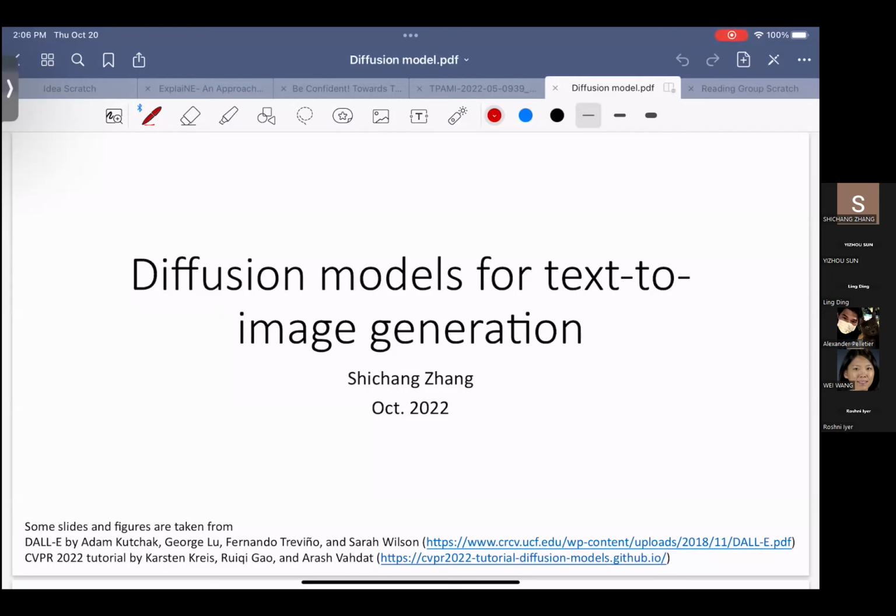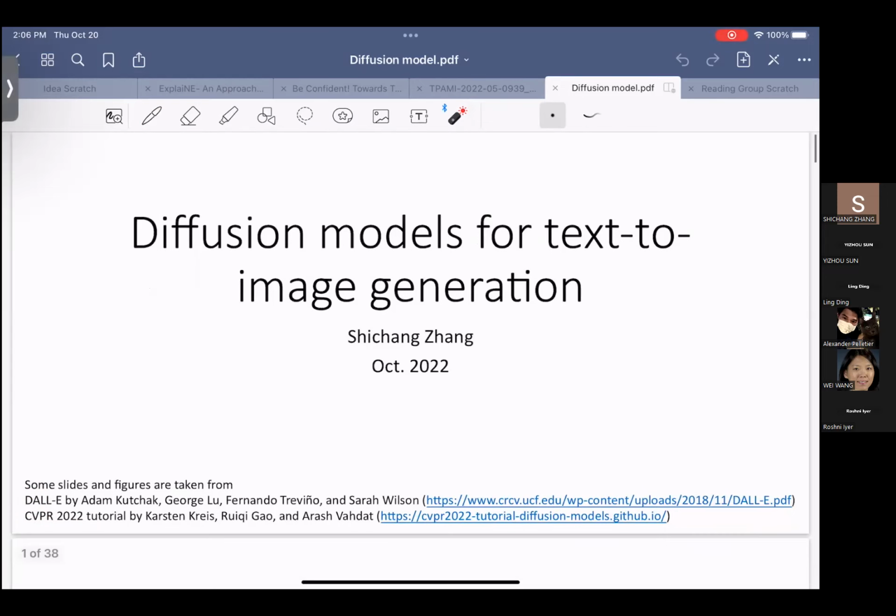I mean, in general, research in image and generative models, people try to bring text and image together. It's just recently that people brought the diffusion model into the framework to get better text-to-image generation. So first of all, for some credits, some of my slides and pictures today are taken from these two sources. One is from the University of Central Florida, and one is from the CVPR 2022 tutorial. You're welcome to check the slides for more details.